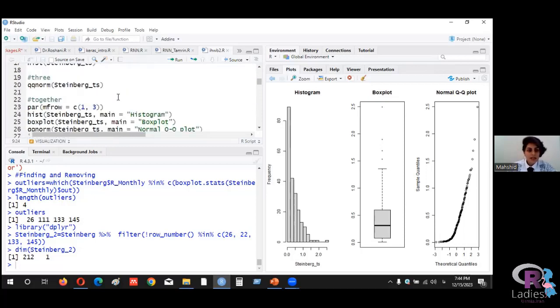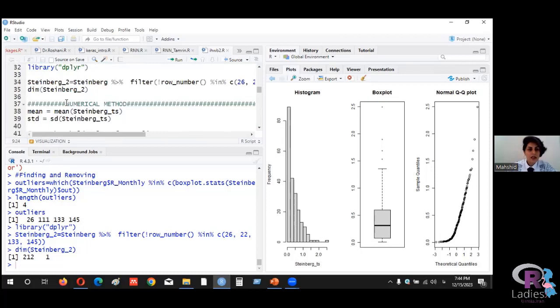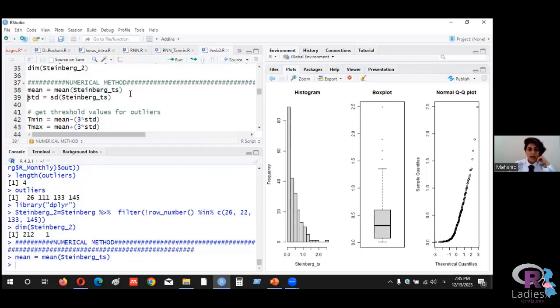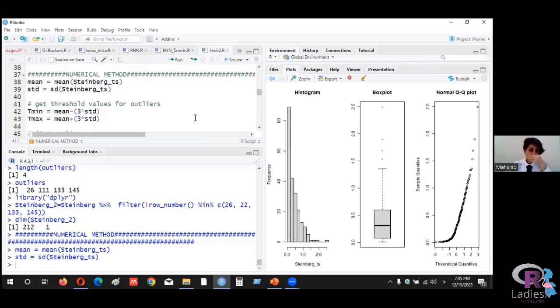The second method is numerical method about outliers. For numerical method, we have to calculate the average of the data and the standard deviation of the data. So I've called them mean and STD. But please be aware again, if you want to use the numerical method, you have to use time series, not a data frame. So that's why I'm using Steinberg TS. Okay, this is the average and this is the STD.